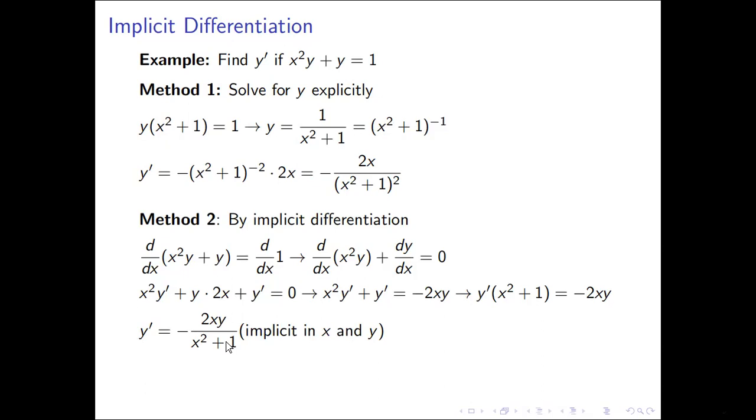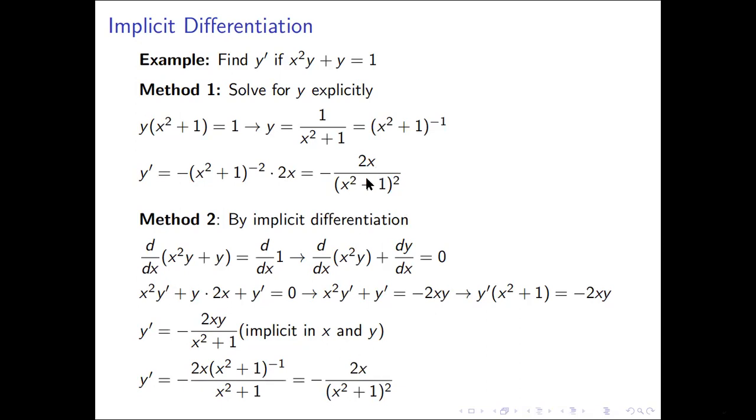However, we can show that the two answers are just the same by using this again, this one here. We can plug this expression for y in here to get this one. Replacing y by this, and then simplifying, we get the following: negative 2x over x squared plus 1 squared, which is just the same as the previous answer.